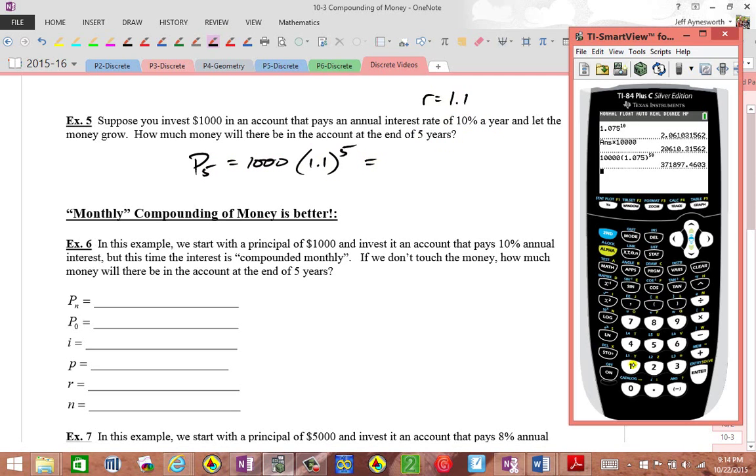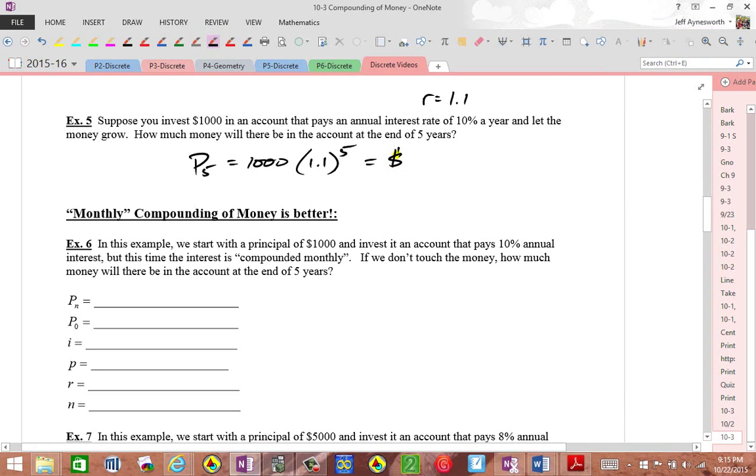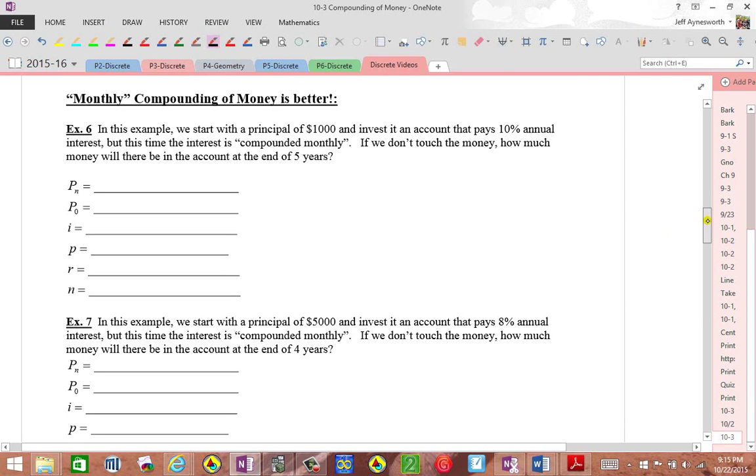Let's try it. So 1,000 times 1.1 raised to the fifth power, $1,610.51. So there we go. All right, so not a whole lot, but it's better than what you started, right? It's over $600 more after 5 years. So better than nothing.